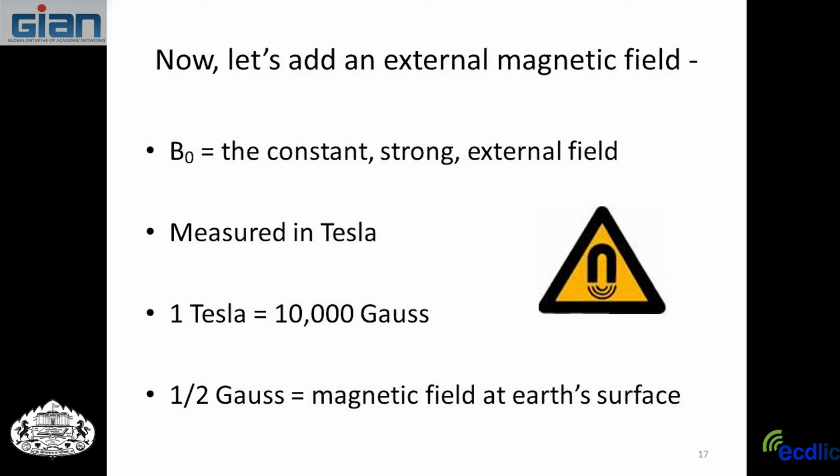Okay, so now we're going to add an external magnetic field, and we're going to call this field B0. This is a constant in the strength of the external magnetic field. This magnetism is measured in Teslas. 1 Tesla is equal to 10,000 Gauss, and half a Gauss is what the magnetic field is at the Earth's surface. So if you measured the magnetic field at the Earth's surface, it's half a Gauss. So you can see that 10,000 Gauss, or 1 Tesla, is quite a big field strength.